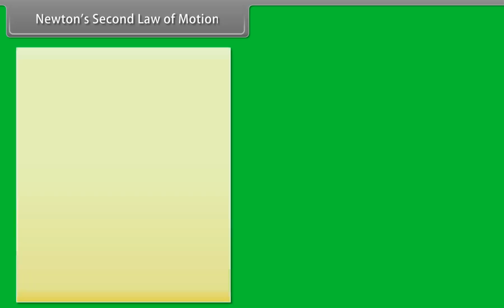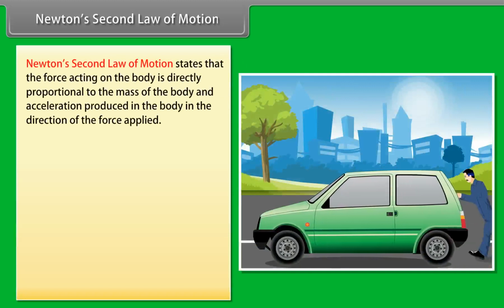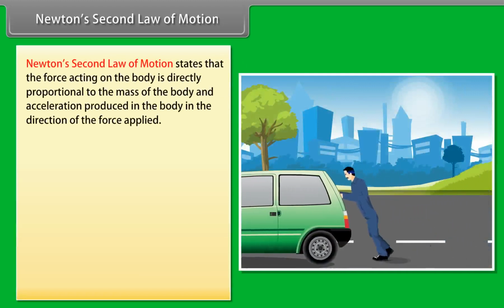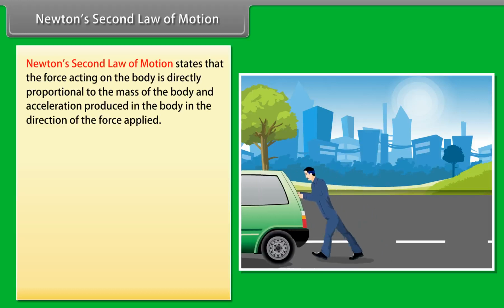Newton's second law of motion. Newton's second law of motion states that the force acting on the body is directly proportional to the mass of the body and the acceleration produced in the body in the direction of the force applied. F = m × a, where F is force, m is mass, a is acceleration.